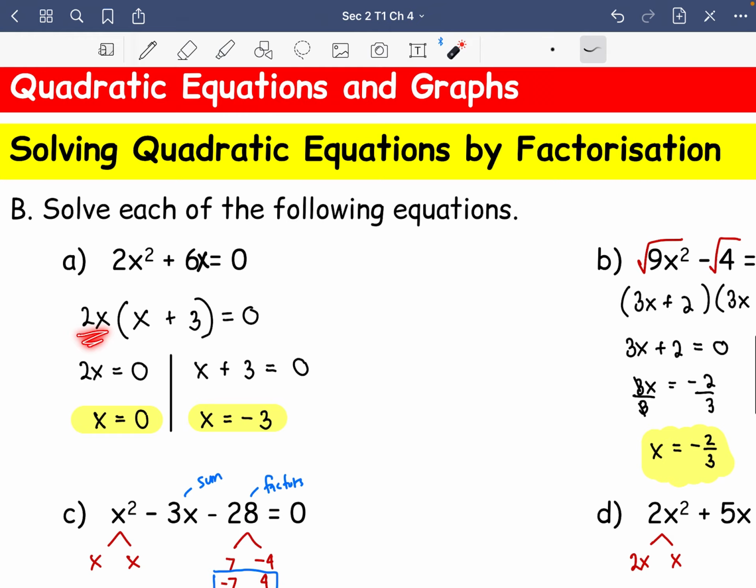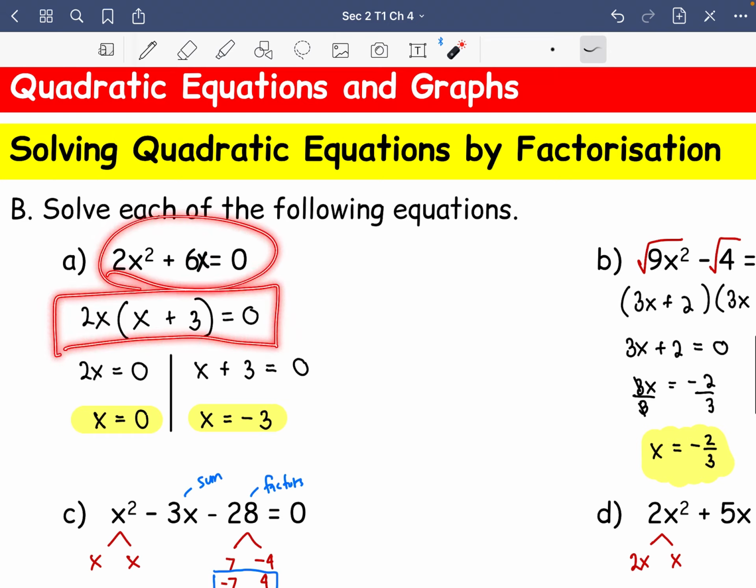And then what do we do next? We divide each of these terms by 2x. So 2x squared divided by 2x, the 2 is cancelled out, and x squared divided by x, that's why you have x here. And then 6x divided by 2x, 6 divided by 2 is 3, and the x is cancelled out. So now, these are the factors of this quadratic equation.